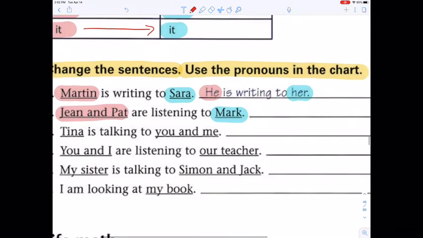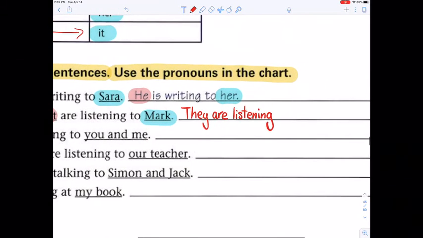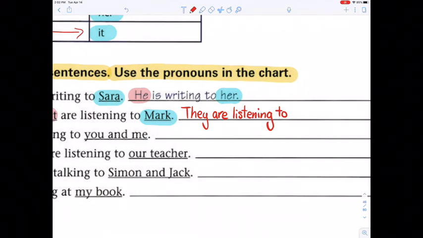Because it's not us, it's they. They are listening, and who are they listening to? Mark. Okay, this is an object, so we need an object pronoun for how many people? 1 person, 1 man. Mark is a man's name. They are listening to him.